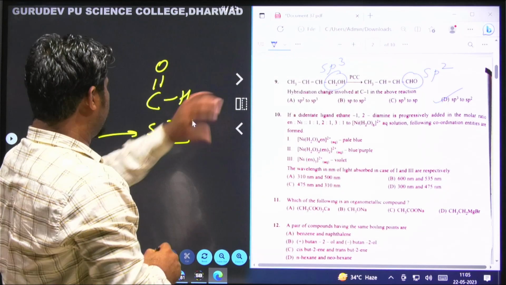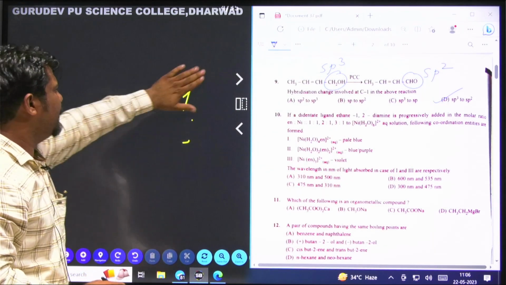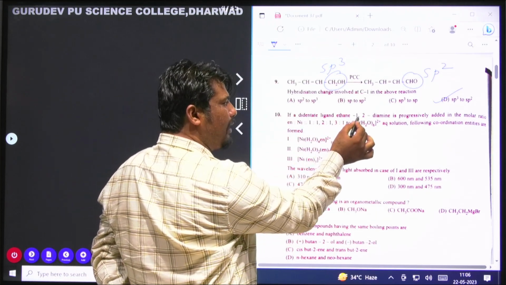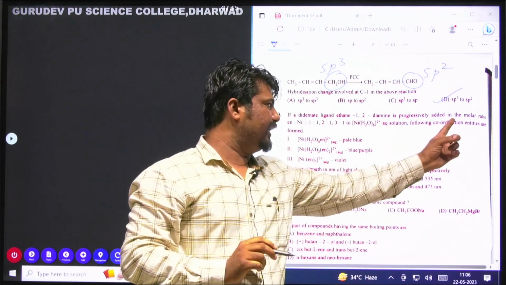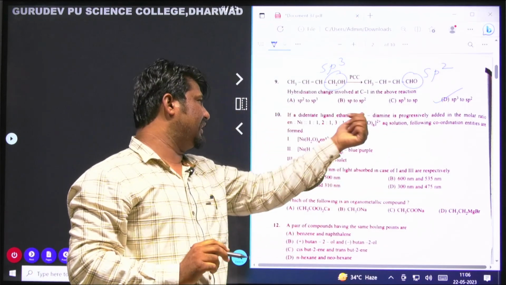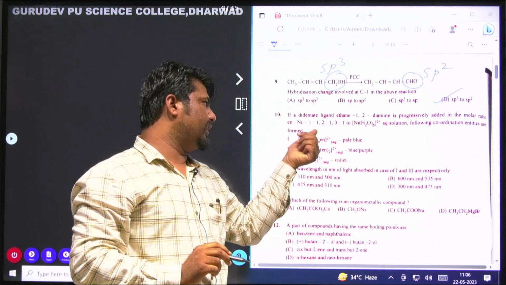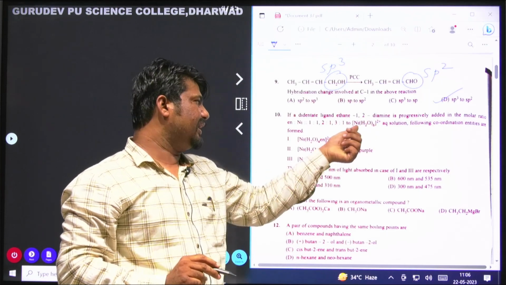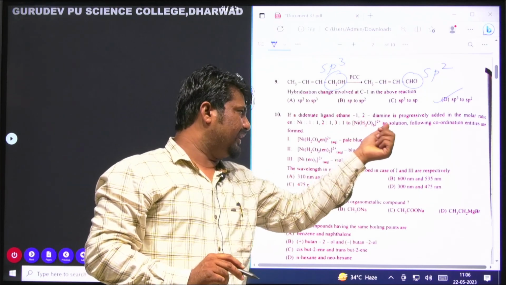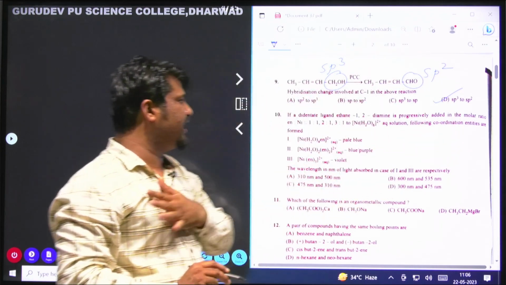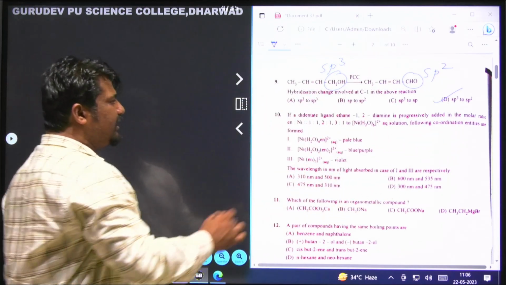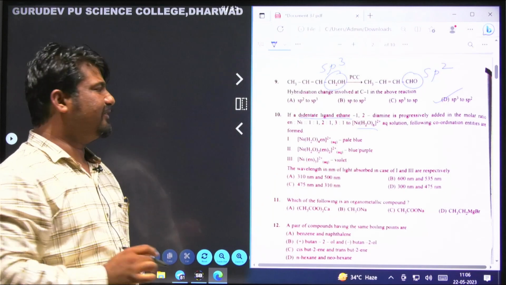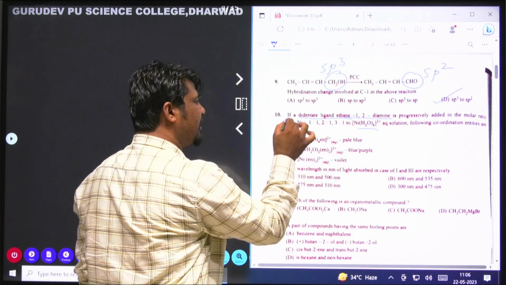Well, next I will come to question number 10. If a didentate ligand, ethane-1,2-diamine, is progressively added in the molar ratio of en to nickel of 1:1, 2:1 and 3:1 to hexaaqua nickel in an aqueous solution, the following coordination entities are formed. Here these H2Os are replaced by the didentate ligand ethylenediamine, which is represented by en.